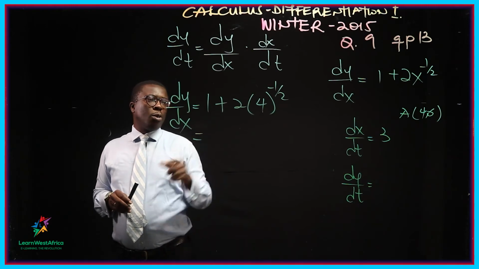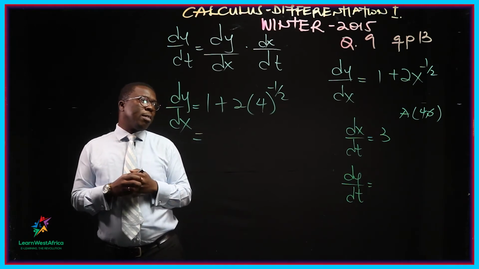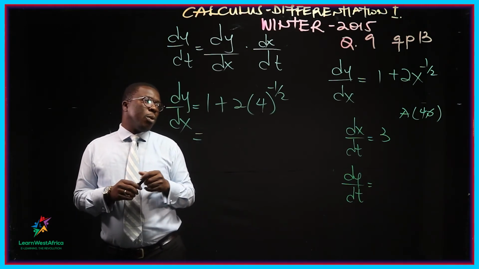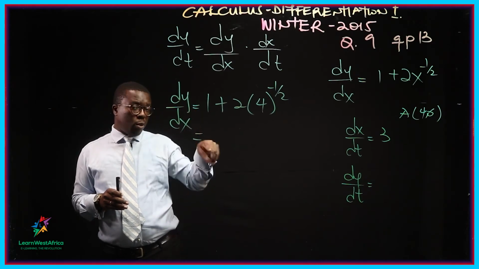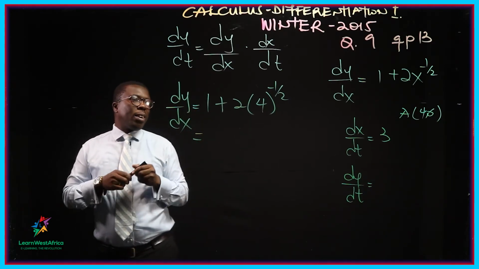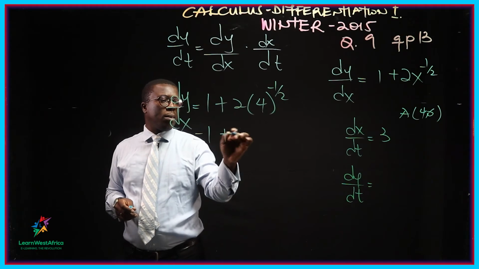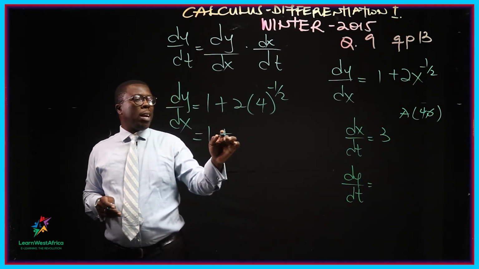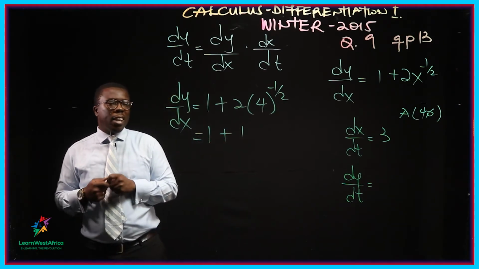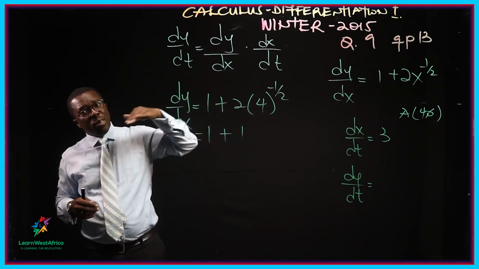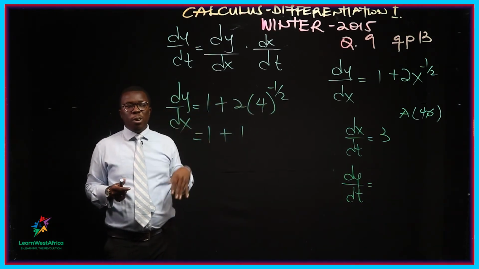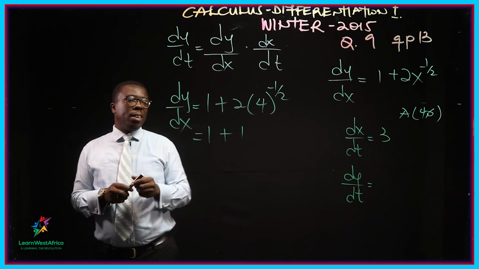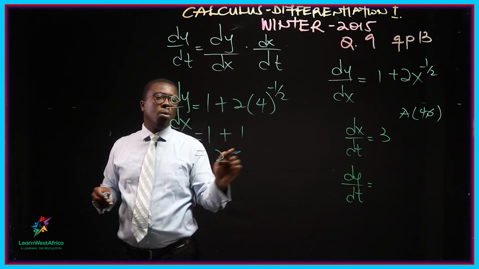So 4 to the power half is the same as the square root of 4, which is 2. Okay, so you're going to have 1 plus 1. Okay, because 4 to the power negative half is the same as 1 over the root of 4, and the root of 4 is 2, so 2 over 2 is 1. Our dy dx is going to give us 2.